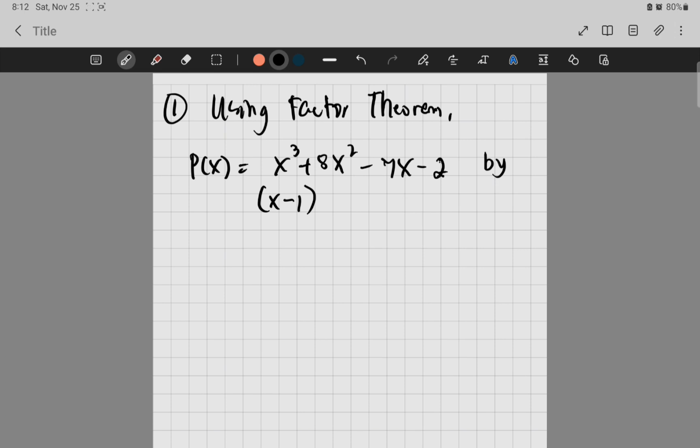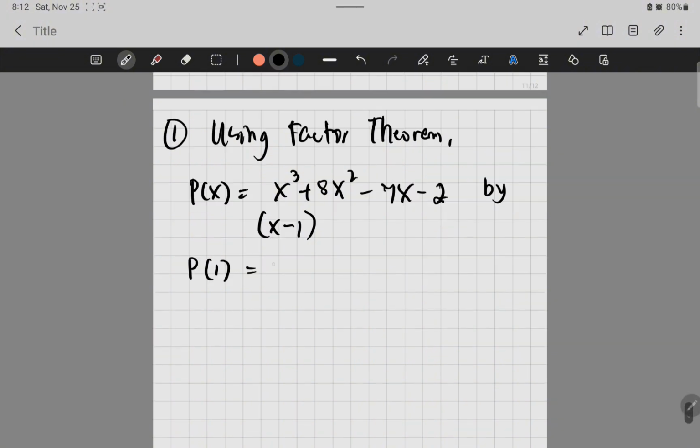Okay, so first, let's get the remainder by applying the remainder theorem. So that is p of, if we have x minus 1, that will become p of 1. Okay? So, in the factor theorem, we apply the remainder theorem. Then, after that, we are going to identify whether it is a factor or not a factor. So, that is 1 raised to 3 plus 8 times 1 raised to 2 minus 7 times 1 minus 2. Okay? So, 1 raised to 3, that is 1. 1 raised to 2, that is 1, times 8 is 8. Negative 7 times 1 is negative 7 minus 2.